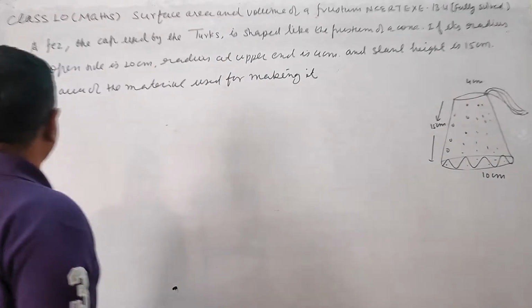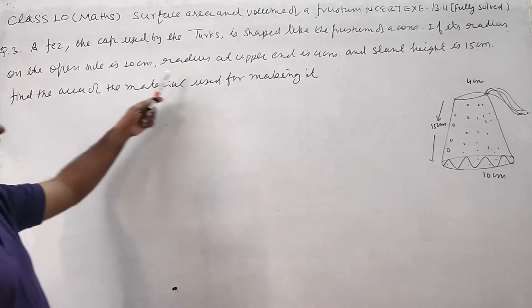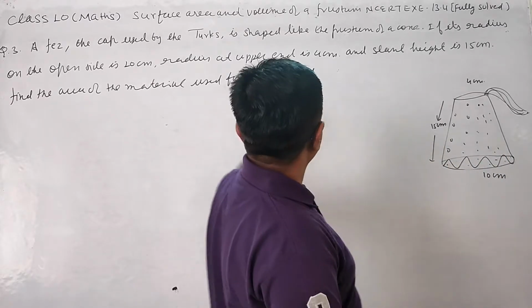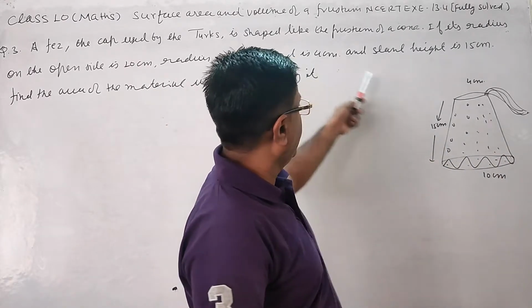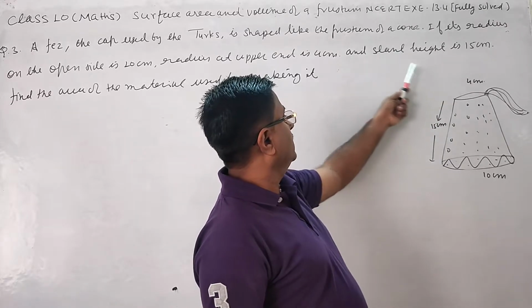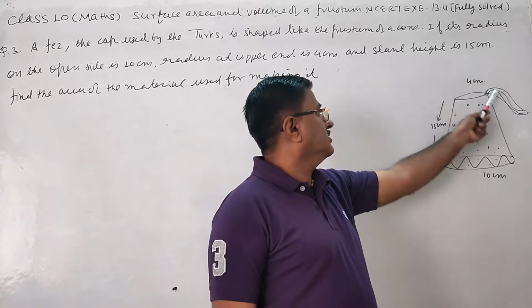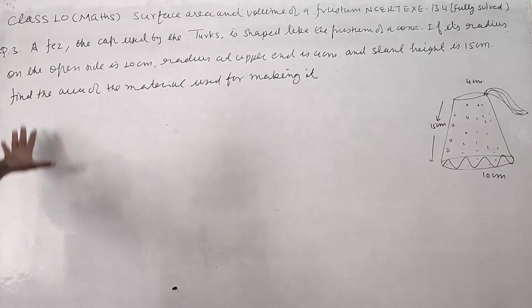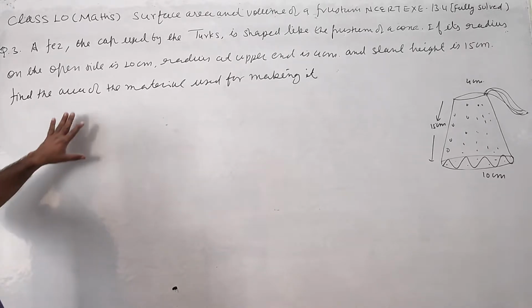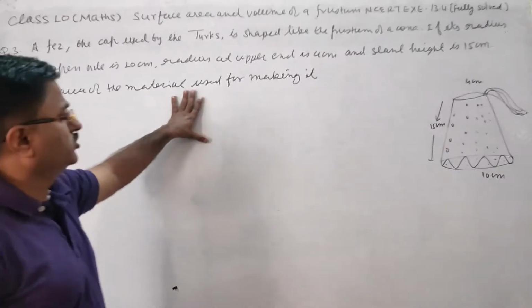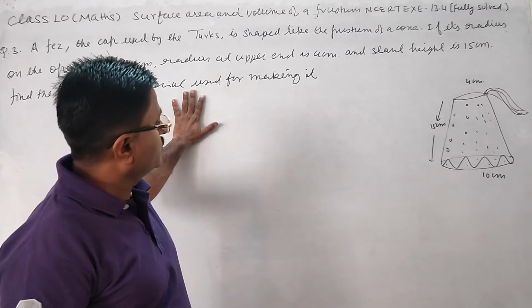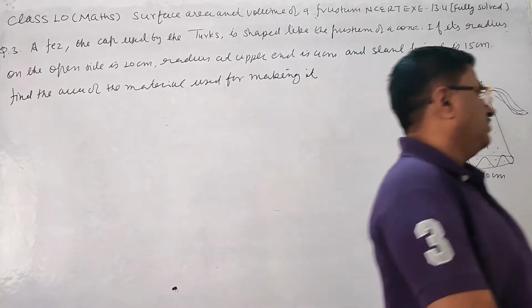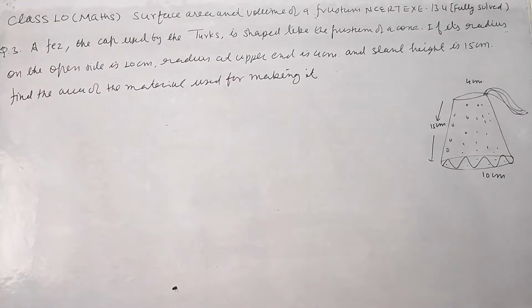Now say its radius on the open side is 10 cm. So this is known as the open side. So 10 cm radius, and radius at the upper end is 4 cm and slant height is 15 cm. These dimensions are given. Now find the area of the material used for making it. So dear student, here we have to find how much area of material we need for forming this.